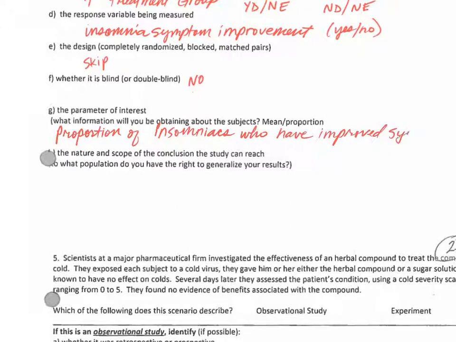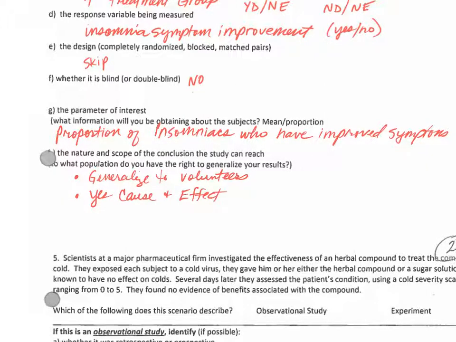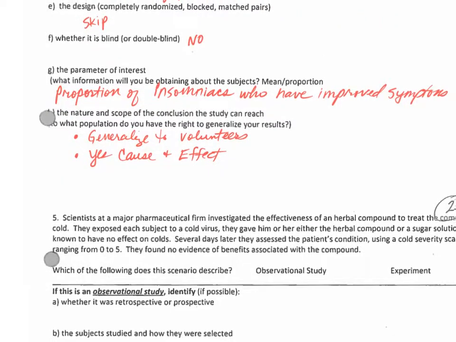And it was yes, no because it was a proportion, because it was yes, you did or no, you didn't. And who can we generalize to? The volunteers. Generalize to the volunteers. Do we have the right to claim cause and effect? Yeah, we do. Yes, cause and effect. So we could say, in the end, if dessert or exercise has an effect. Okay. And the last one, real quick.